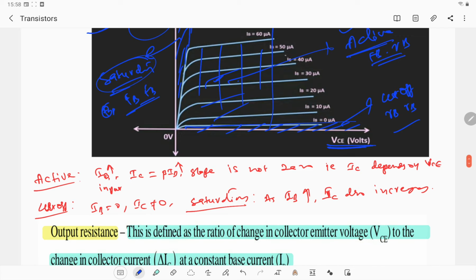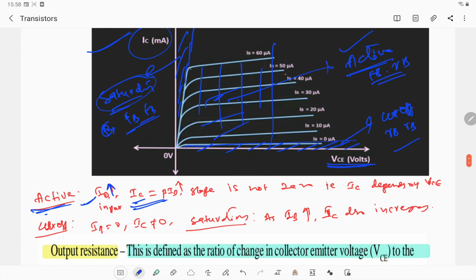Here is the cutoff region. In this active region, as IB increases, IC increases, meaning beta times IB. Therefore, in the input circuit a small current is given, and we can get a large current in the output circuit. The slope of this curve is not straight, so the slope is not 0. Therefore, IC depends on VCE. IC not only depends on IB, it also depends on VCE. This is the active region.